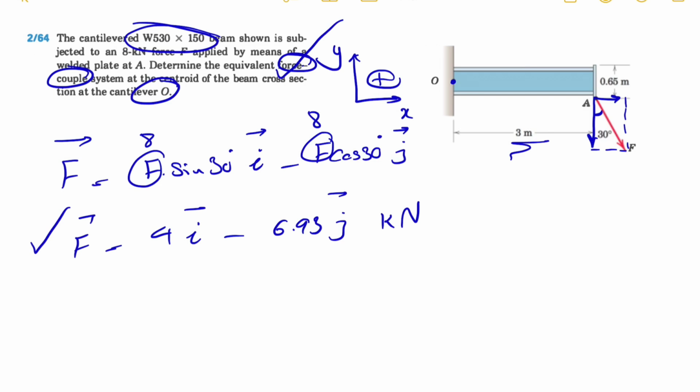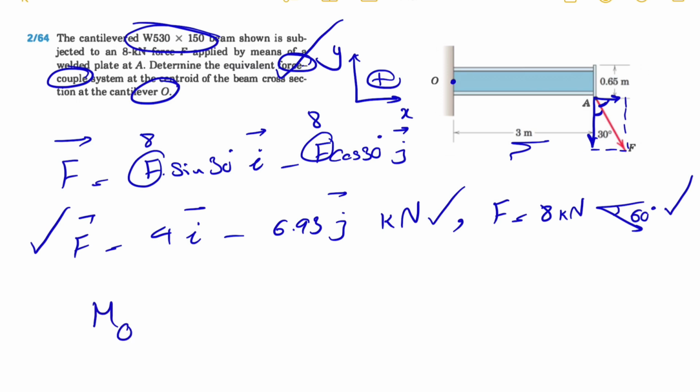We have to find the moment about point O. But first, there is another way to show F as a final answer: we put the magnitude first, which was 8 kilonewton, and then the angle that it makes with the x-axis, which is this angle here. So 90 minus 30, 60 degrees. So this is another way of showing the force. Let's move on to the moment part.